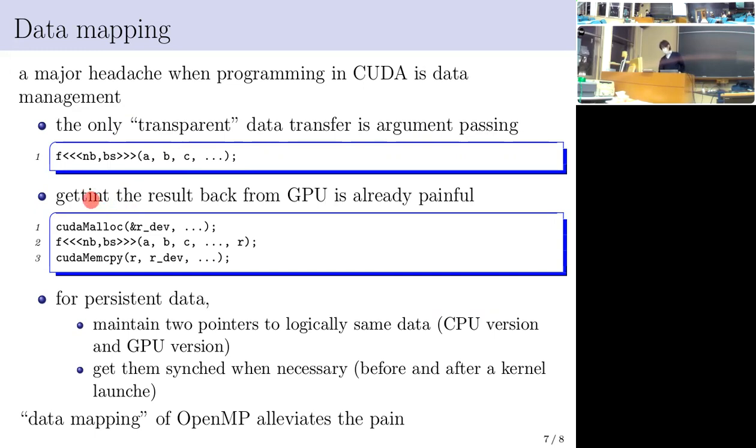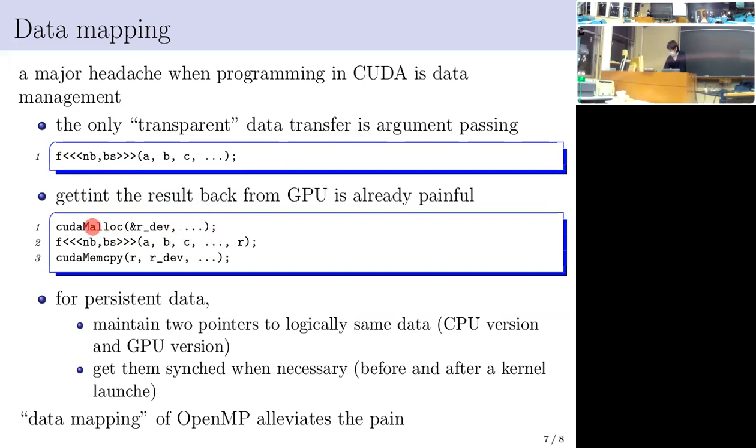So for example, sorry, it is a typo. Getting the result calculated in the GPU back to the CPU is already painful, right? This kernel function needs to be a void function that cannot return anything. So if you return some result from the GPU to the CPU, you need to do something like this.